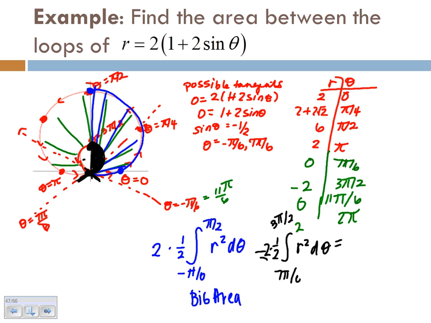The reason we said negative pi over 6 instead of 11 pi over 6 here is because you want to always go in order, with theta increasing. So in this case we could have gone from 7 pi over 6 to 11 pi over 6 and not doubled it. Or we could have gone from 11 pi over 6 to 3 pi over 2. That's why I always like to put what my theta values are, so it's easier for me to reference when I set it up.